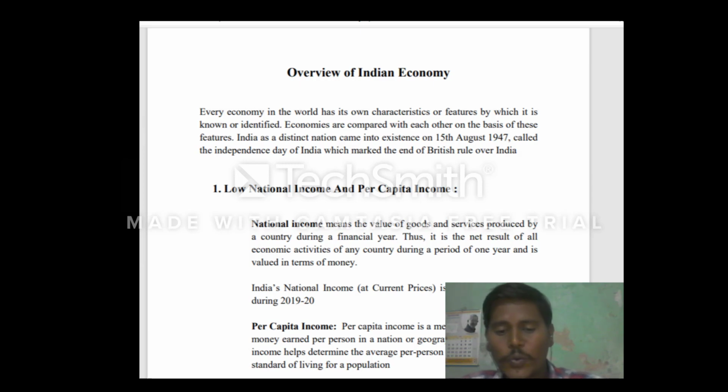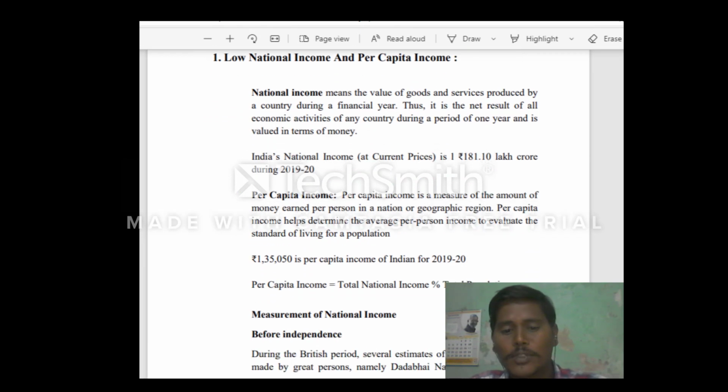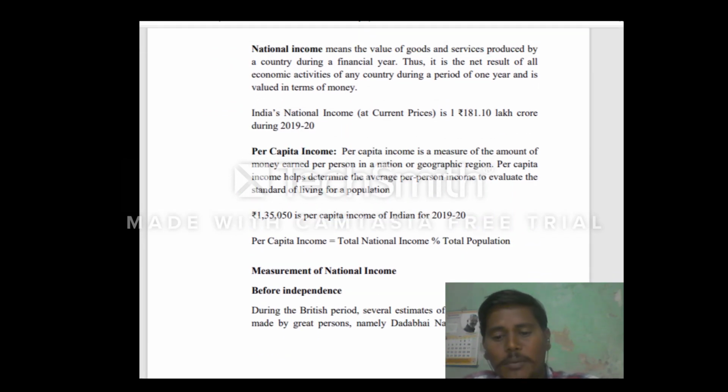According to the 2019-20 financial year, our national income is 181.10 lakh crore, and even our per capita income has come down. The per capita income is obtained by dividing the total national income by the total population. Per capita income is also called the average income of a person. In fact, according to the 2019-20 financial year, our per capita income is only 1,35,000. It is very less compared to so-called developed countries like America.